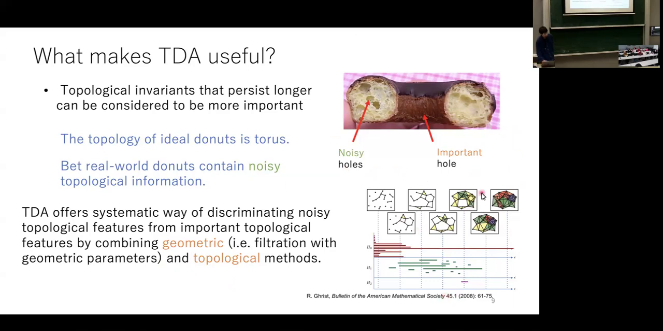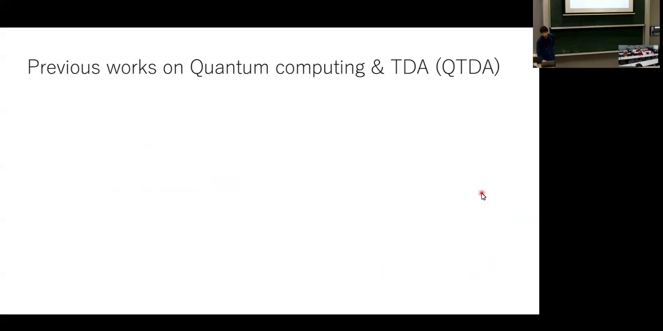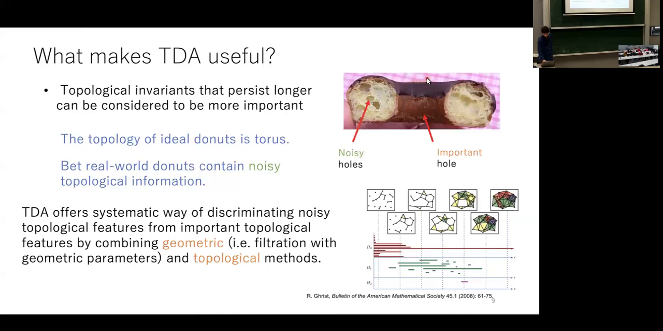So the main motivation is that we want to discriminate noisy holes from important holes. Just to get a picture, important holes are long persisting holes. Of course, there may be important holes that persist for a very short time, but here I am assuming that long living holes may be important. It depends on the task.